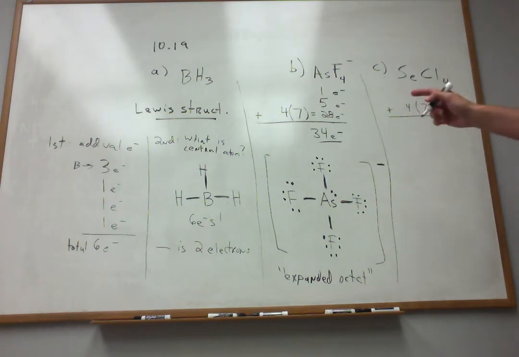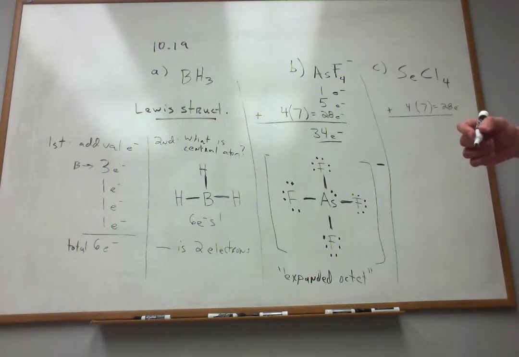Okay? Now what about this other element? Okay, what do we know about that? Well, if you look closely at your periodic table, you'll find Se, selenium, right below sulfur, which is right below oxygen.